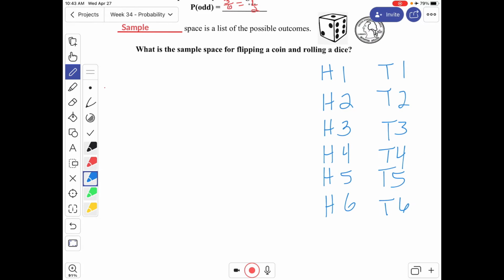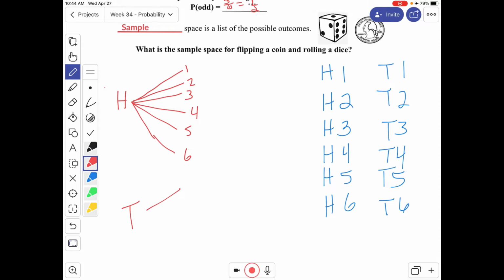Another way to show the sample space is by making a tree. So either you get heads or you get tails. That's the coin. And then we have the dice, and the dice is going to get 6 little tree limbs. Each branch represents one of the possible outcomes.